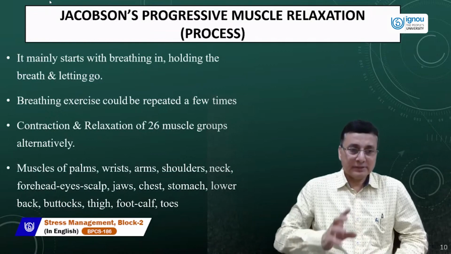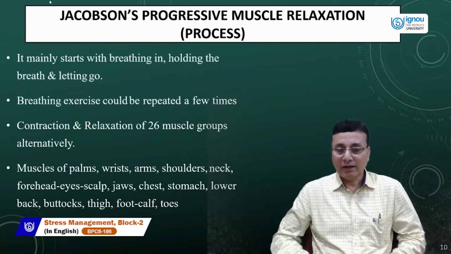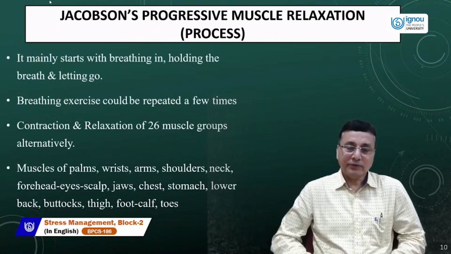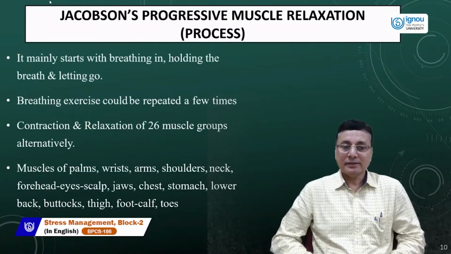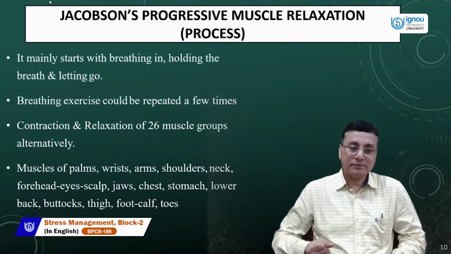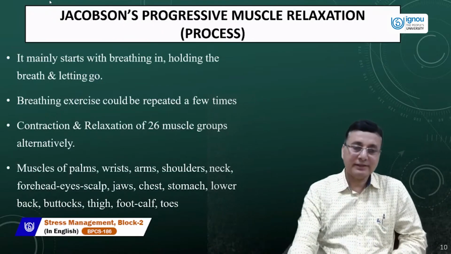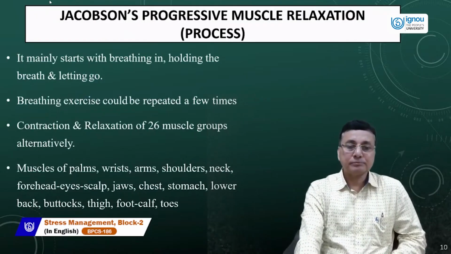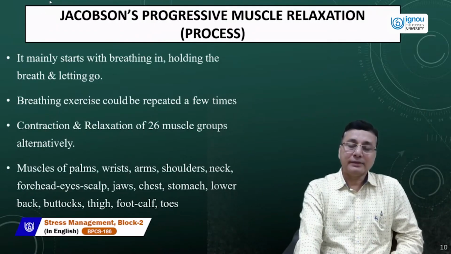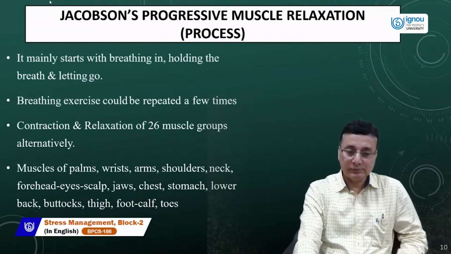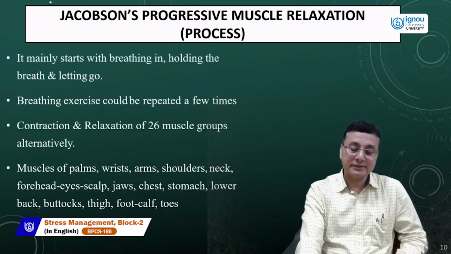It involves muscles of the palms, wrists, arms, shoulders, neck, forehead, eyes, scalp, jaws, chest, stomach, lower back, buttocks, thigh, calf, toes. So from fist to toes, almost all muscles are involved in this exercise. This exercise is very helpful in management of anxiety. And in certain psychological interventions like management of phobia, systematic desensitization, relaxation, JPMR is given first, then the therapy.